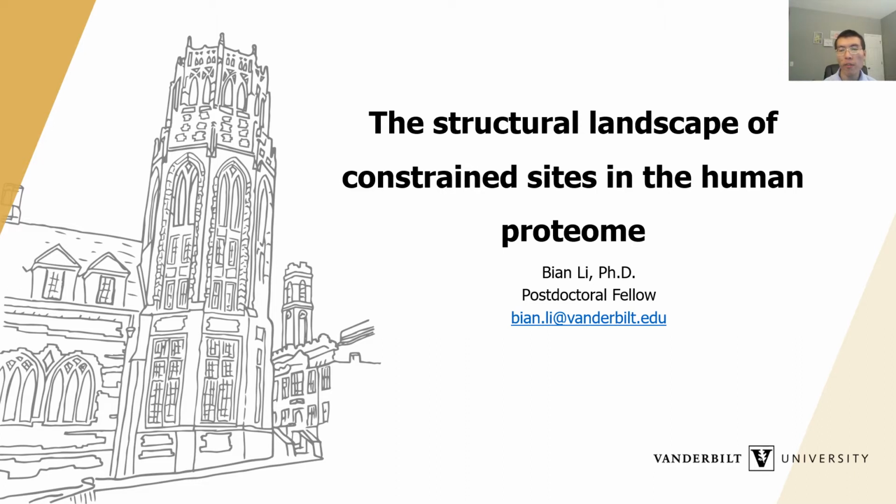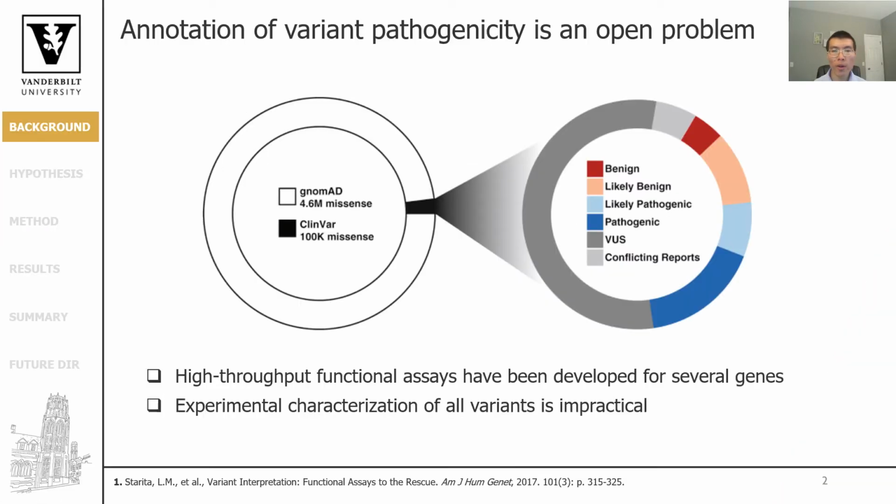In the next couple of minutes, I will be talking about a framework that we developed to quantify the within-human species constraint on amino acid residues in the context of three-dimensional protein structures. Our work was partly motivated by the open problem of annotation of variant pathogenicity.